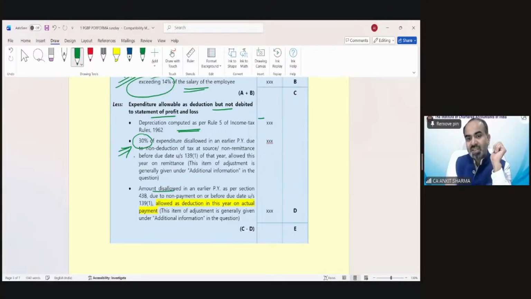Next is amount disallowed in an earlier previous year as per section 43B. So you may have seen in the above format, we have discussed that there are certain payments which are allowed on actual payment basis. So if the payment has not been made up to the due date of ROI, then you can claim that expenditure deduction in the year in which payment has been made.